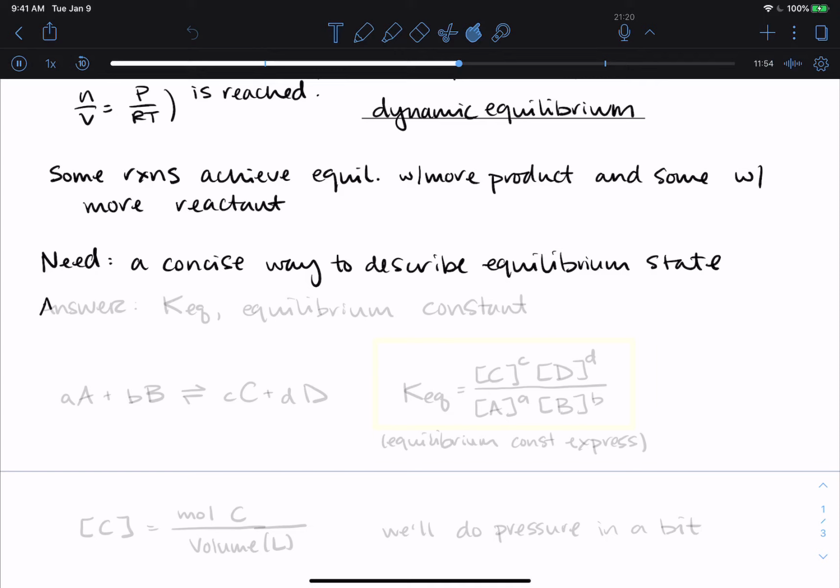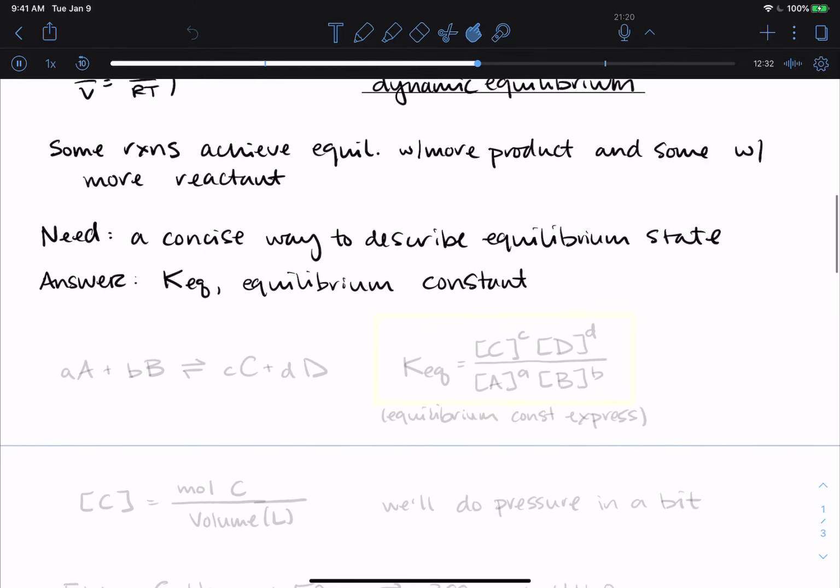And our answer to this question is the KEQ, which is the equilibrium constant. So unfortunately, second semester general chemistry is the semester of the letter K. We have already used K in this video to represent Kelvin for temperature. Here now, it's the capital K with some kind of subscript to be the equilibrium constant.